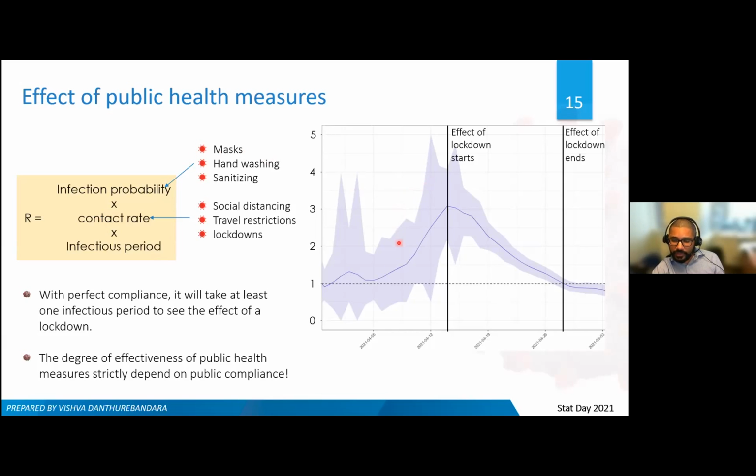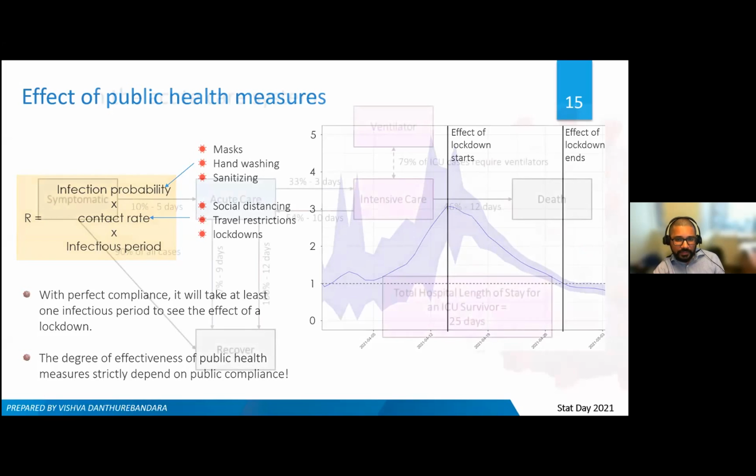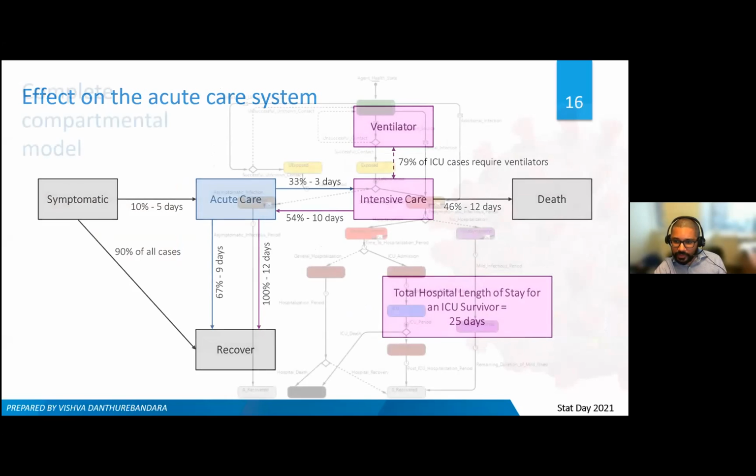This figure to your right-hand side shows the effective R changing over time after a lockdown. So we implemented a lockdown here, and it took exactly 14 days, one infectious period, for it to go below 1. But if we had poor public compliance, that will take even longer, more than 14 days to get below 1. And that will form a long wave again, right? So again, public compliance is key. Let me skip this slide to save some time.